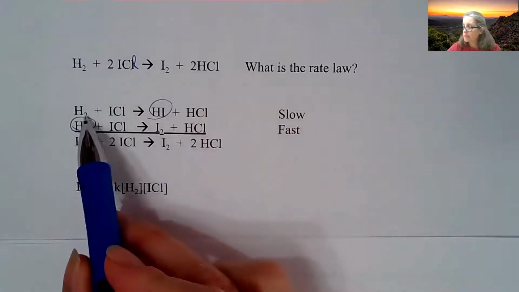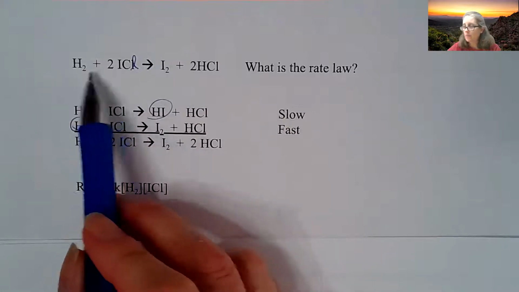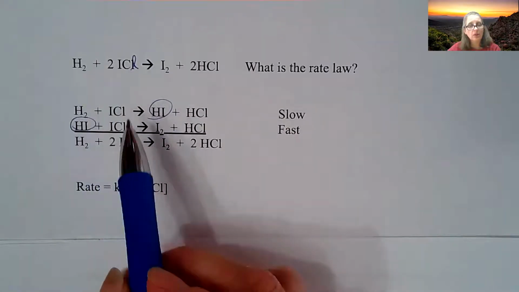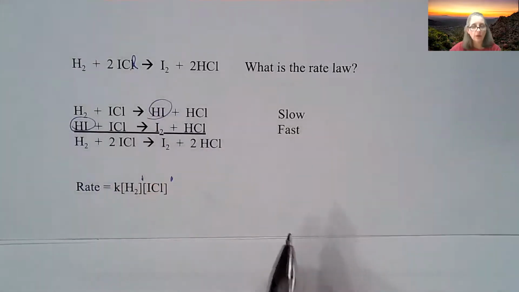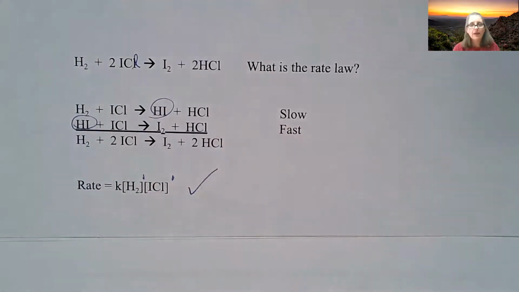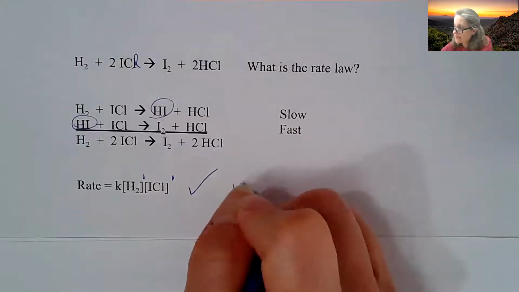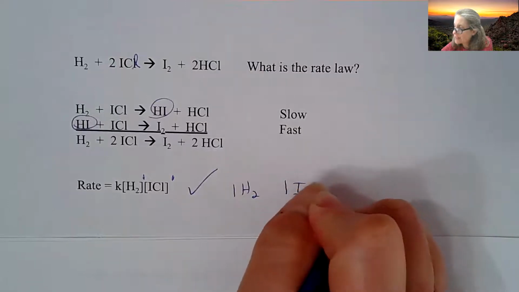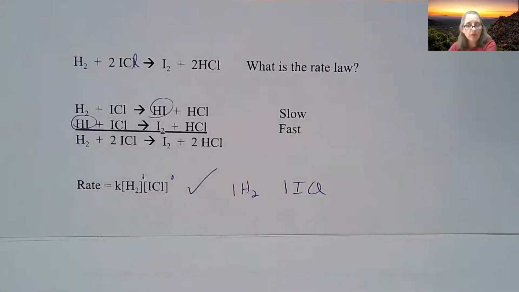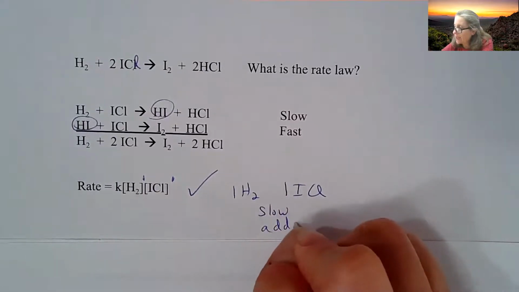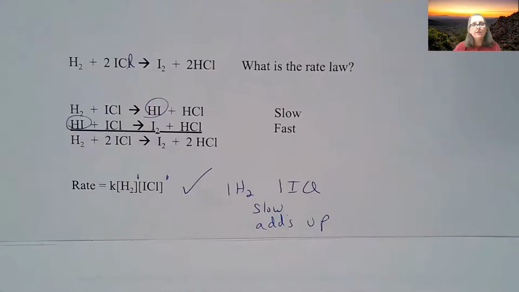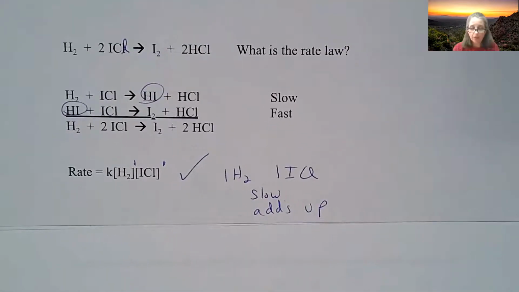So your slow step does contain the two reactants, so that seems to be good. They are written as a one-to-one relationship, so they're both first order. So you would say, yes, that is an acceptable mechanism for this reaction. That is based on the fact that there's one H2 and one ICl in that equation. It is the slow step, okay? And it all adds up, okay? So all of those criteria are met in order for that to be a legitimate mechanism.